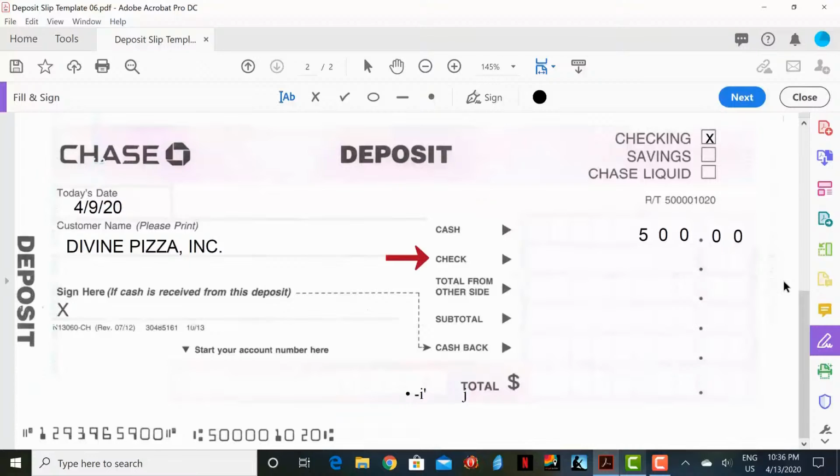The check section is where you will enter the amount of any checks you will be depositing. For this example, we will not be depositing checks, so we will leave that section blank. The total from other side section is where you will enter the amounts of cash and checks that have been recorded on the back of the slip due to lack of space to enter it on the front. The next section is where you will enter the subtotal of all recorded amounts, whether cash or check. For this example, we've only recorded $500 in cash, so our subtotal is $500.